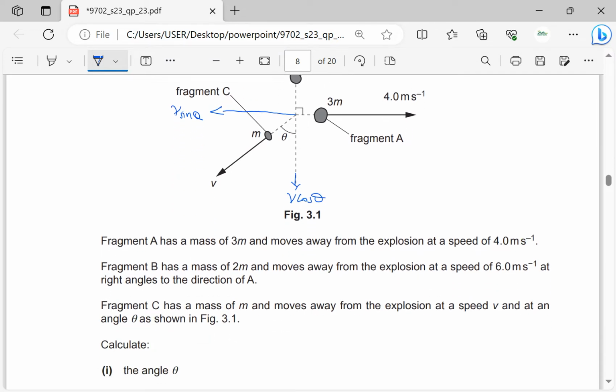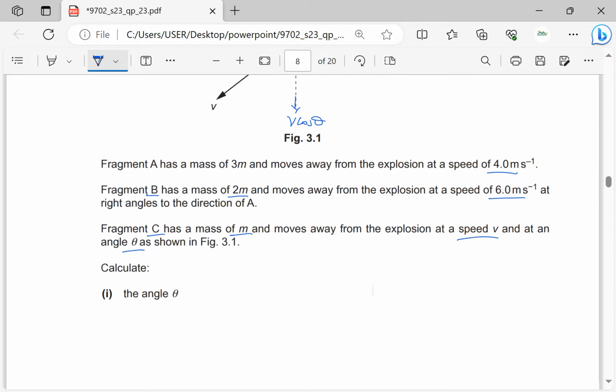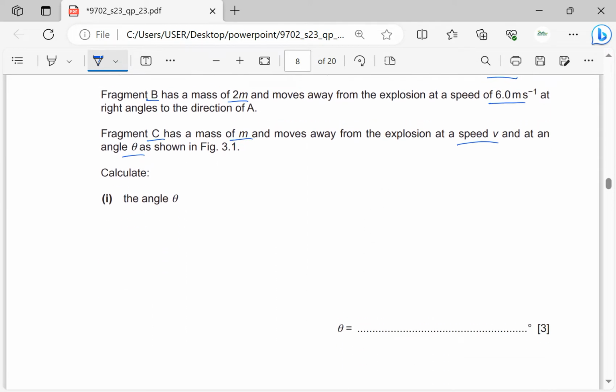Fragment A has mass 3m and moves away from the explosion at a speed of 4 meters per second. B has mass 2m and moves away at 6 meters per second at right angles. Fragment C has mass 3m and moves at speed v and at an angle theta as shown. Calculate the angle theta. Okay, so we are going to conserve momentum in the horizontal and in the vertical.